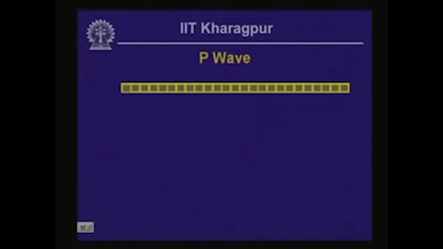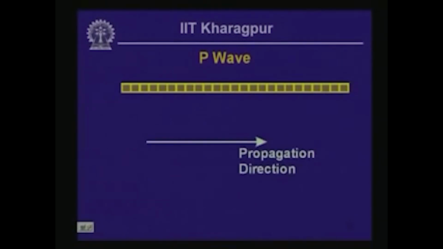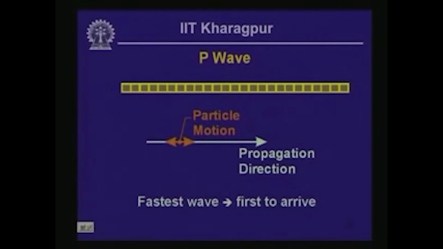Now P waves, how they are developed, how they are generated is indicated on this particular animation. Here we hit a series of elements in the manner shown by the arrow there. Then a deformation wave is going to propagate in that manner. Here the propagation direction is like that, and the particle motion is parallel to the propagation direction. It is the fastest wave, so that is the first to arrive from the focus to a particular site.